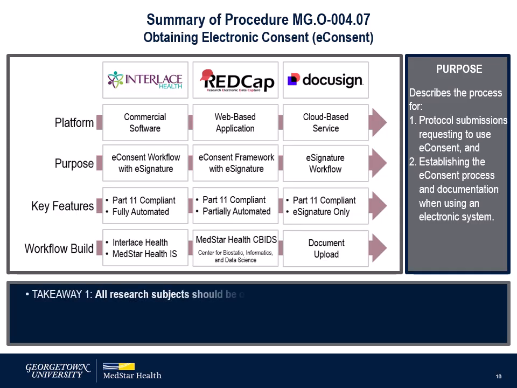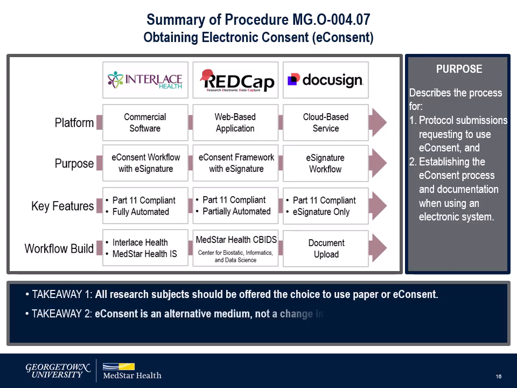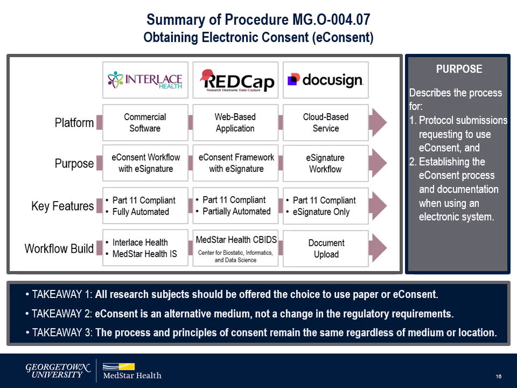And the 3 key takeaways. Takeaway 1. All research subjects should be offered the choice to use paper or e-consent. Takeaway 2. E-consent is an alternative medium, not a change in the regulatory requirements. And 3. The process and principles of consent remain the same regardless of the medium or location.